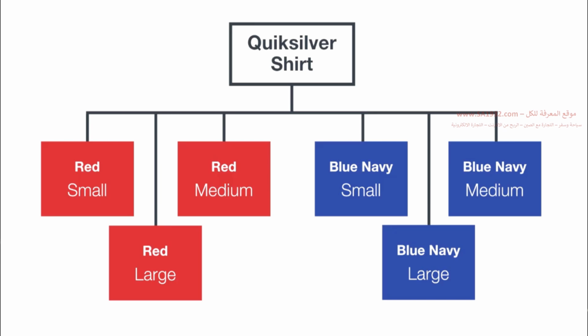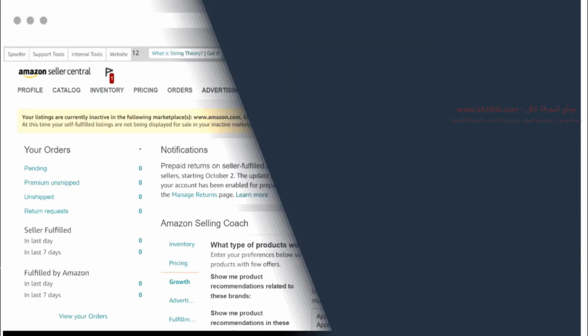Finally, make sure each child item is unique. Your products won't upload properly if there are duplicate child items. For example, you can't have two child items that are both small navy.